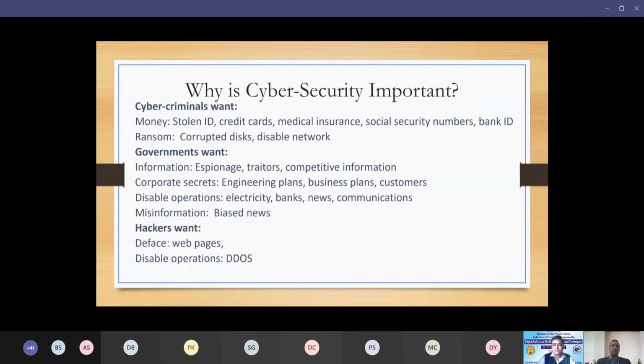When we are talking about cyber criminals, what do they actually want? Everything is online nowadays, so they go after everything pertaining to money: your ID cards, credit cards, medical insurance, social security numbers, bank IDs, and the user IDs and passwords of your bank credentials or mail IDs. These are the entry points through which the cyber criminal or perpetrator can enter your network and get away with your money.